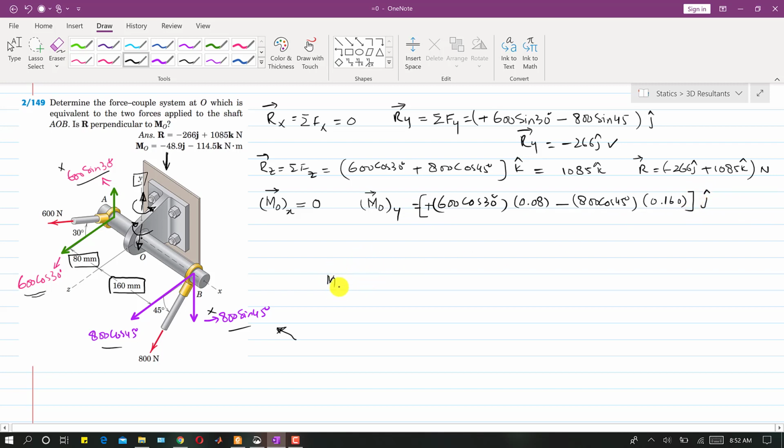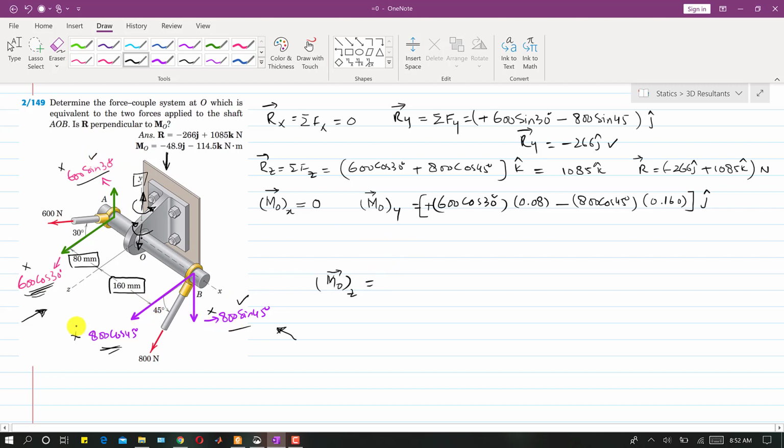And to find the component of the moment about O along z, we will observe these forces from this direction. Now we can see that this component and this cos component are parallel to the z-axis, so they will not produce a moment about the z-axis. These sine components will produce the moment about the z-axis.